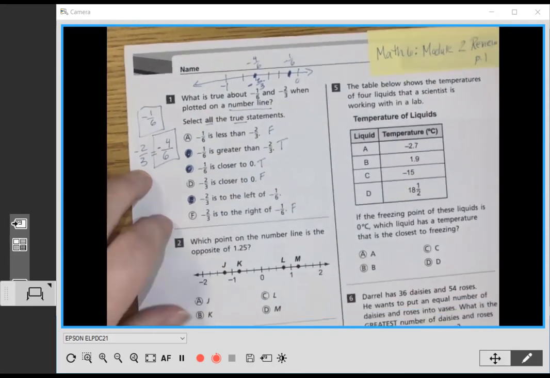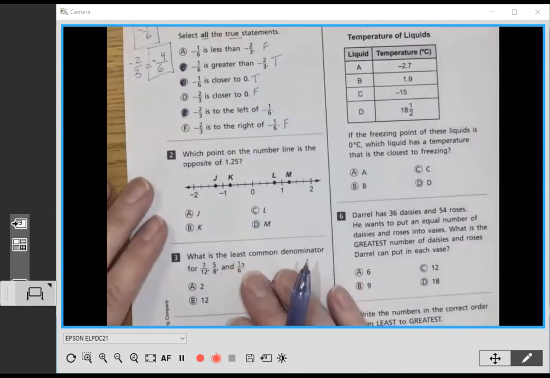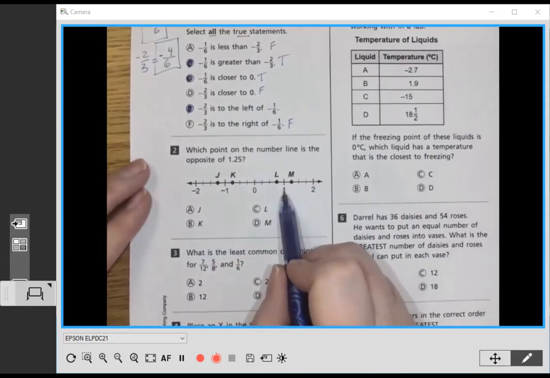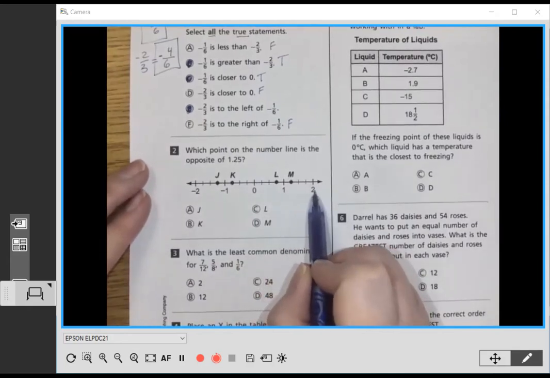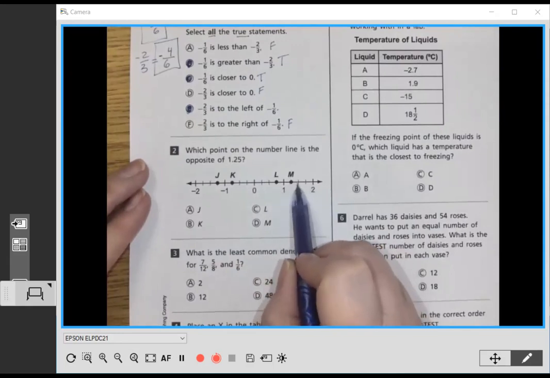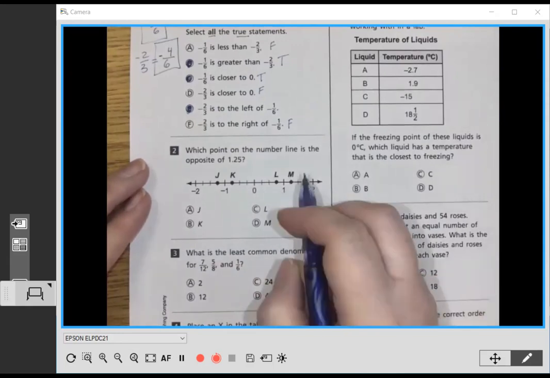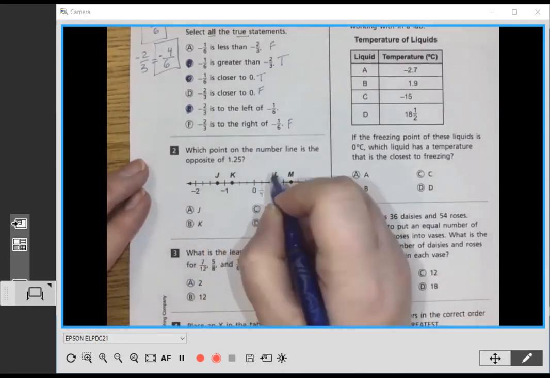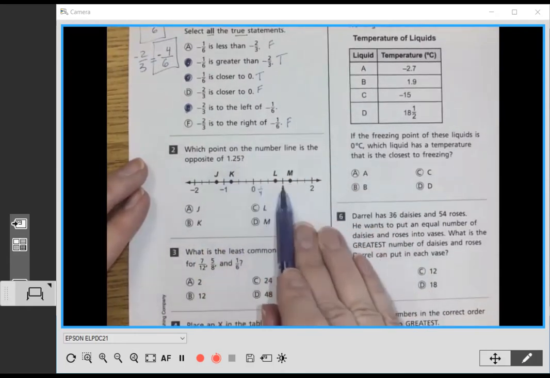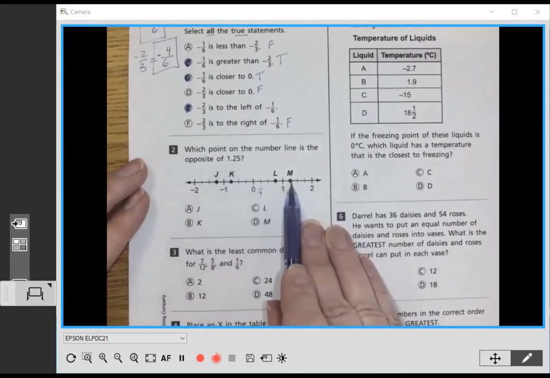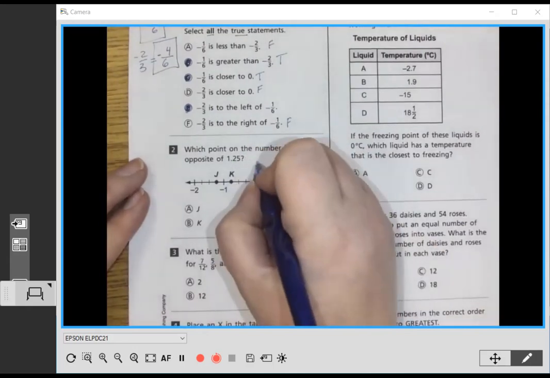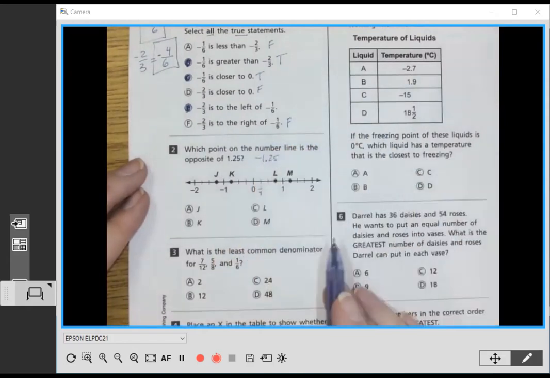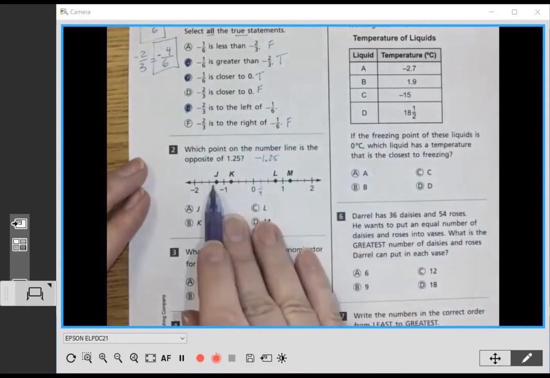Number 2. Which point on the number line is the opposite of 1 and 25/100ths? So we look at our number line, we have to determine what they're counting by. Between 1 and 2, we have 1, 2, 3, 4 tick marks. So we know they're counting by 4ths. So from 0 to this point is 1/4. So positive 1 and 25/100ths will be right here at M. The opposite of 1 and 25/100ths is negative 1 and 25/100ths. So that is going to be at point J.